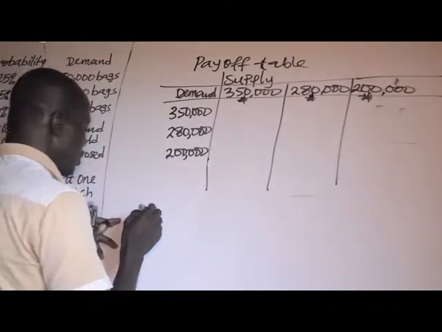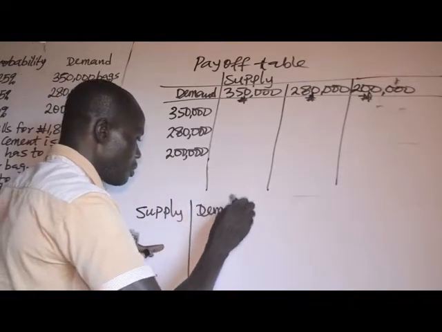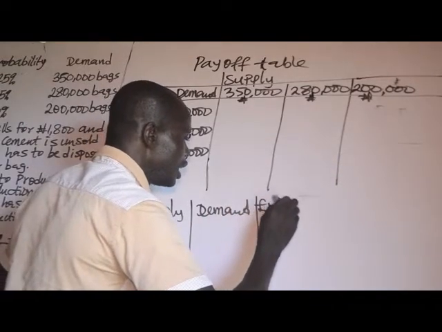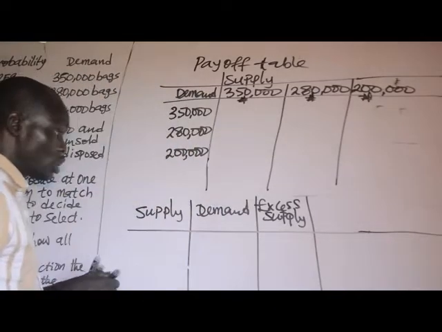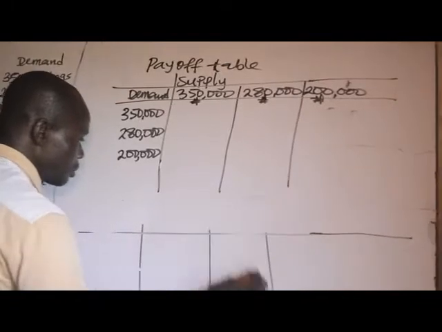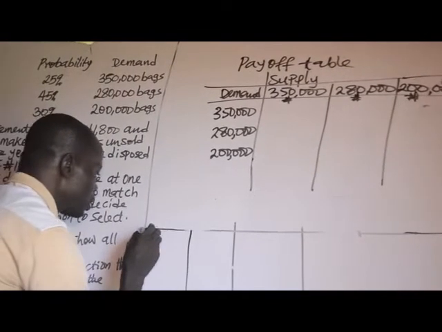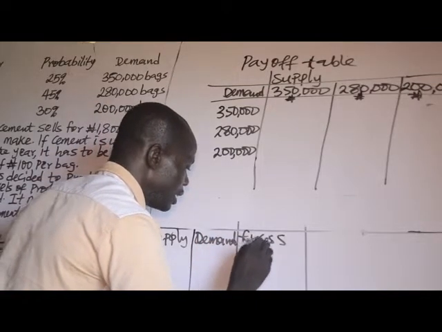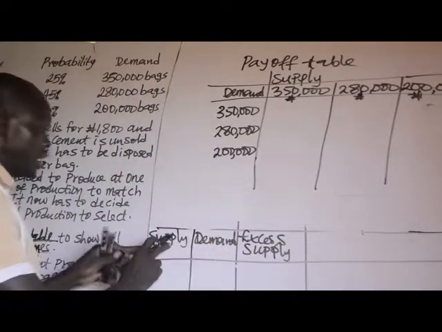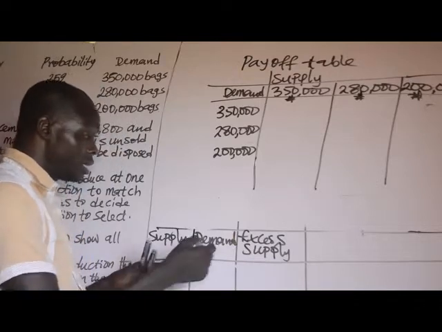Now, we can have supply and demand. Then we also have excess supply. We don't need excess demand. Excess supply is where supply exceeds demand. That is excess supply. I've told you that excess supply is where your supply is greater than demand. You don't need excess demand, though excess demand is where demand exceeds the supply.